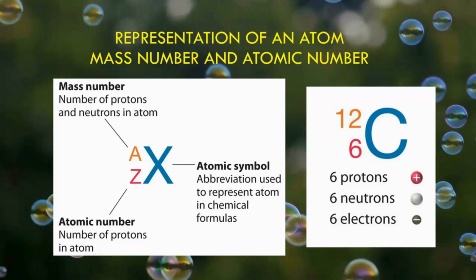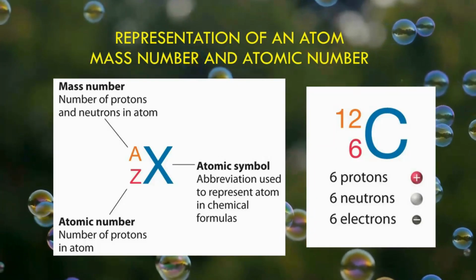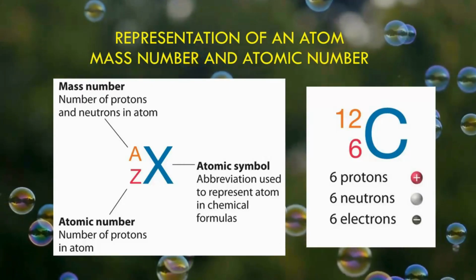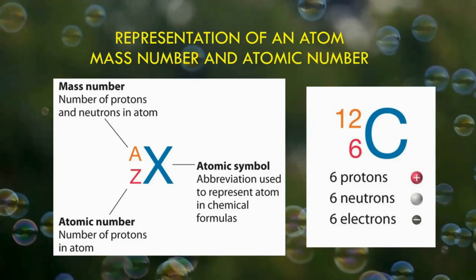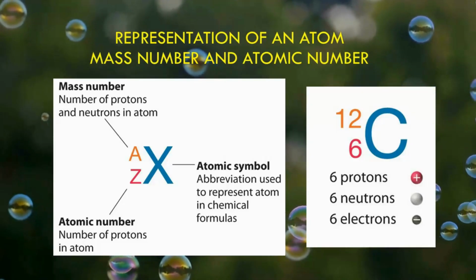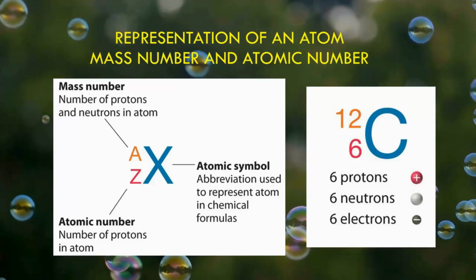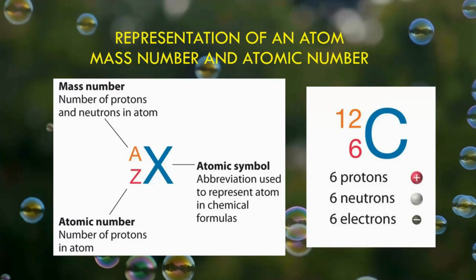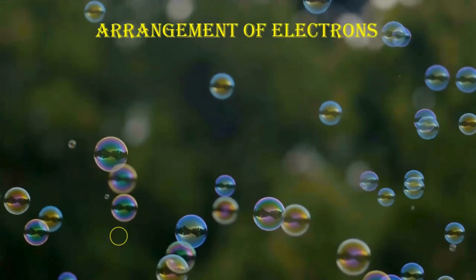So mass number is the total sum of protons and neutrons. Carbon has 6 protons and 6 neutrons, as well as 6 electrons. And always in an atom, the number of protons will be equal to the number of electrons. There will be change only in the number of neutrons. The number of protons in the nucleus determines the element, and the number of electrons in the outermost shell determines how the atom will react with other atoms.